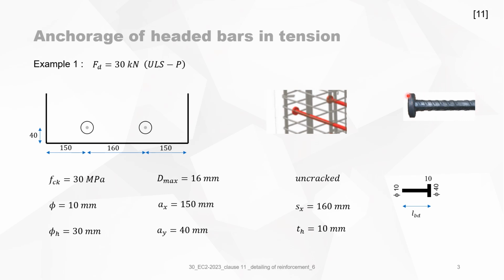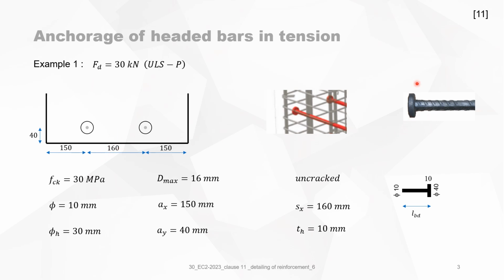We've taken now the headed bar with a circular cross section. The anchorage length is LBD. The diameter of the head is 40 millimeters. Thickness of the head is 10 millimeters. And the bar to be anchored is 10 millimeters. You can see here in red how it can look in practice. In our example, in the ULS persistence, the force to be transferred is 30 kilonewton.